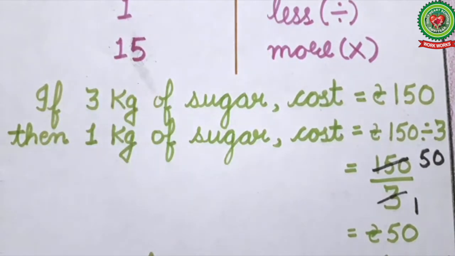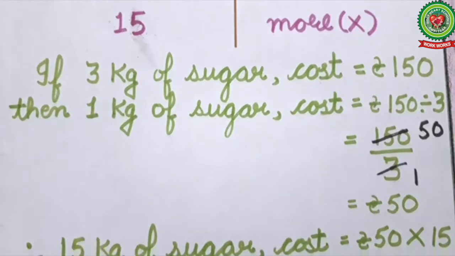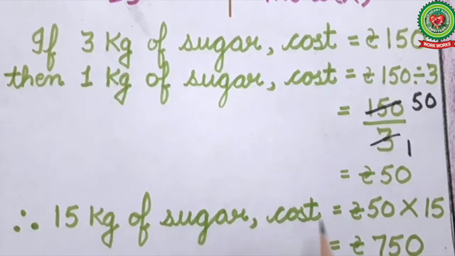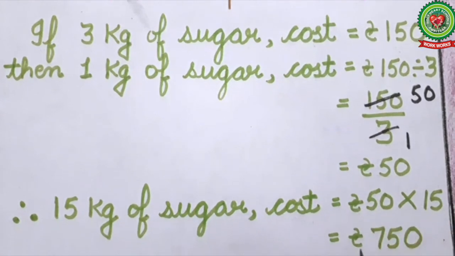After that move towards 15 kg of sugar. Therefore 15 kg of sugar cost is equal to rupees 50 multiplied by 15. On multiplying 50 by 15 we'll get the answer rupees 750. Here we multiplied cost of 1 kg of sugar with the required amount of the sugar, that is 15 kg. This is the required answer.